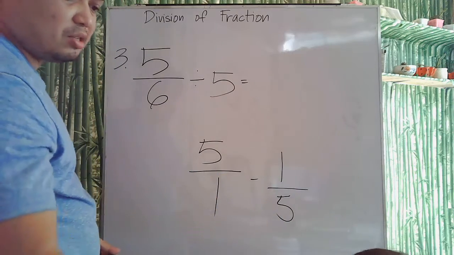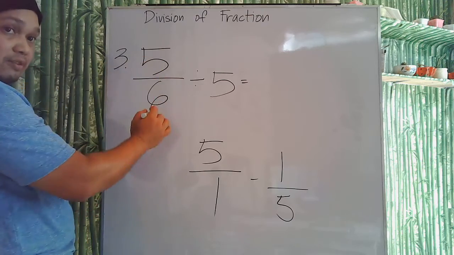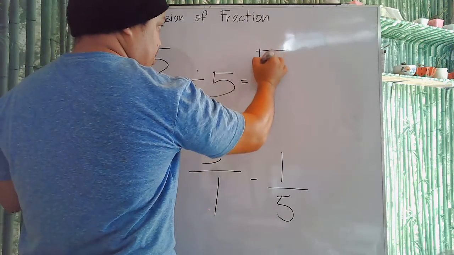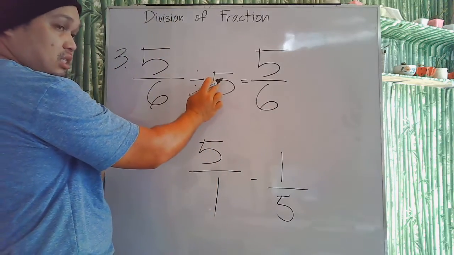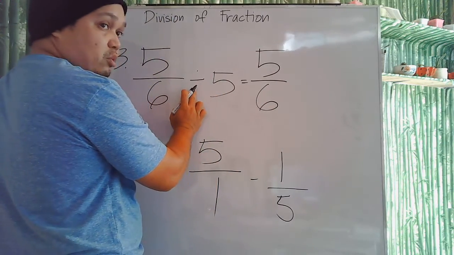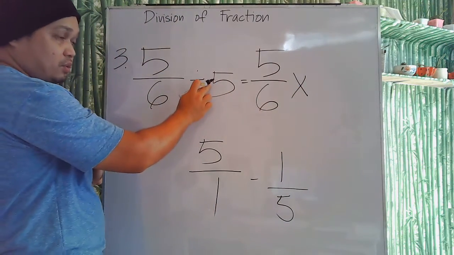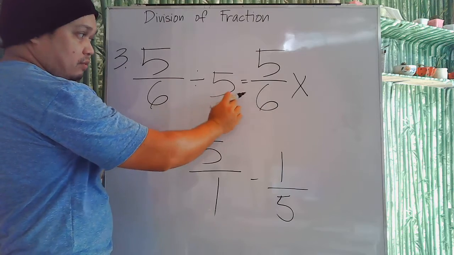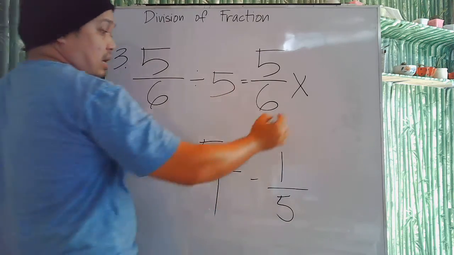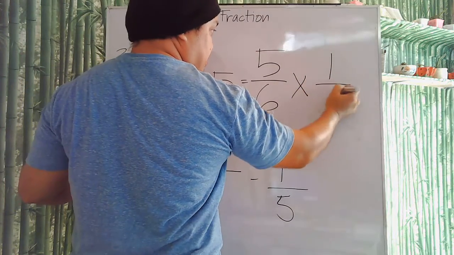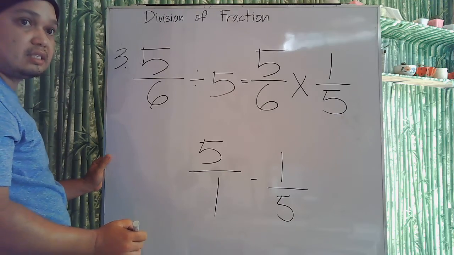Let's continue then. So if you're going to answer this, let's copy 5/6. Now, multiply that to the reciprocal. Divide here will become multiply. And the reciprocal of 5, which is 5/1 here, is 1/5. So it becomes 1/5. That is the reciprocal.